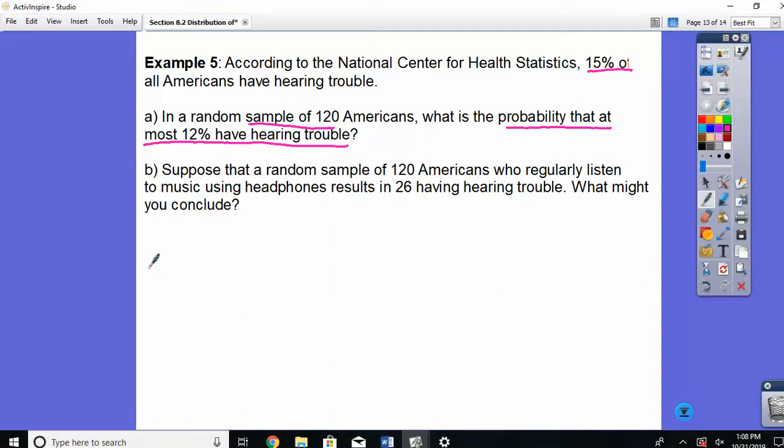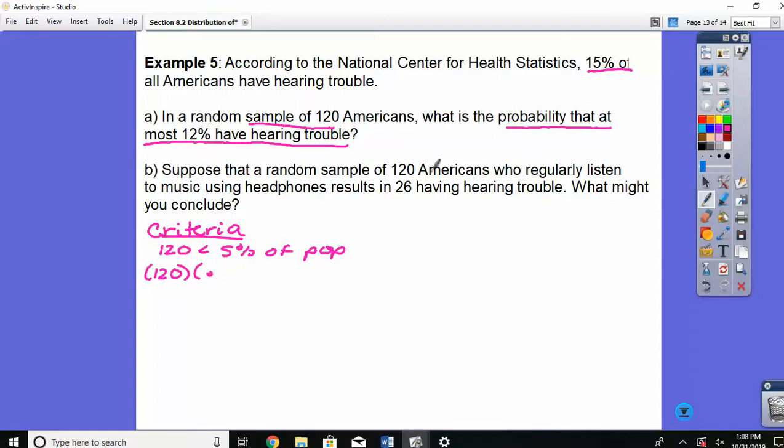Well, this is to check to see if it's okay. So before we actually start, what do we have to do? We want to make sure it's normal. Right, so let's check our criteria. Can we assume that 120 is less than 5% of the entire population? Yeah. Okay, so our n is 120.